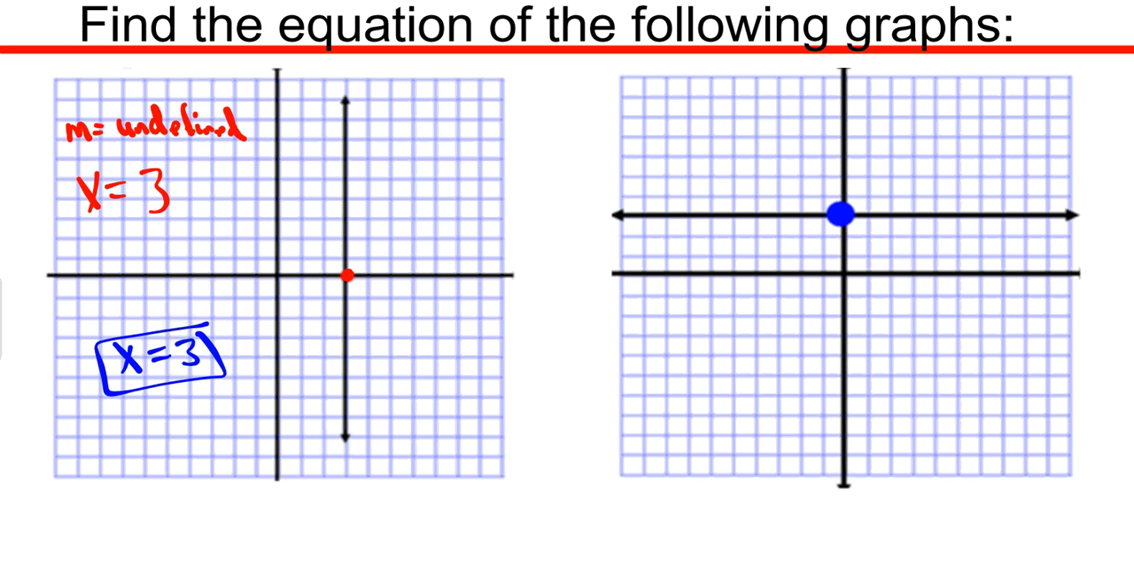This one over here, though, has a y-intercept, which it looks like it goes through a +3. So our y is equal to just 3. Again, there's no slope here. The slope would be 0. So if we did plug it in, it would just be y equals 0x plus 3. And then 0 times x is nothing. So we just get y equals 3. Okay? Those are the easy ones.